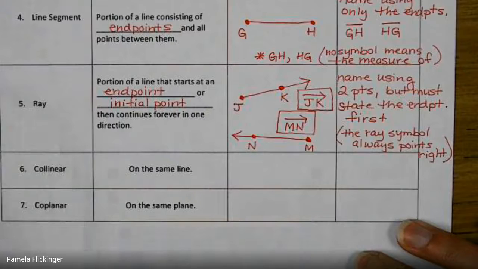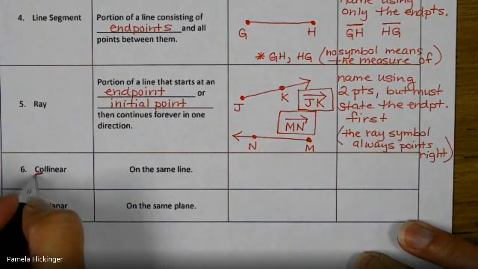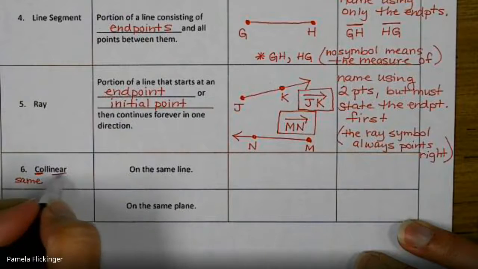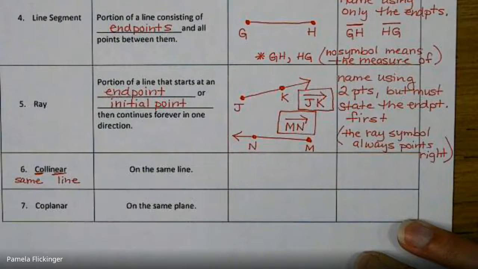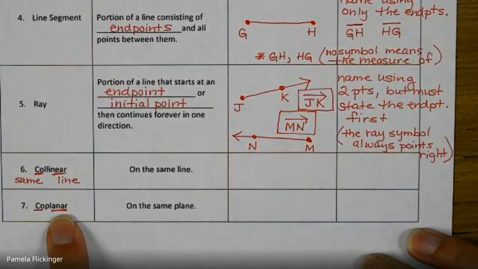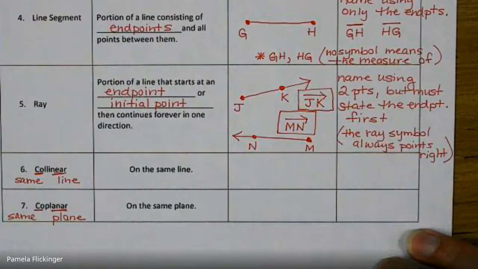All right, collinear. Very simply, the word co means same. If you have a co-worker, you work at the same place. And then, of course, linear means line. So that's its definition, right? It means things are on the same line. Coplanar, and notice planar is not ER, it's AR, would be the same plane. That's the definition. All right, so that's our first page. Go ahead and turn the page.